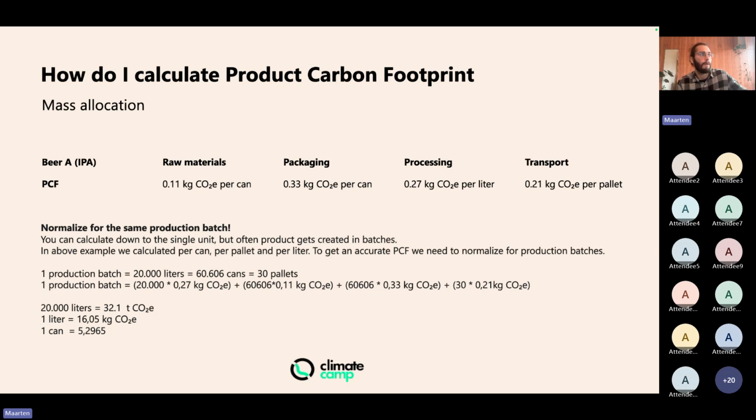So for example, if we have one production batch, which is 20,000 liters, well, how many cans is that? How many pallets is that for packaging? Because the transport might be per pallet, the packaging might be per can, and processing might be per liter. So it is really important that you normalize all the values you have for the production batch that is created. Because ultimately, when you then receive your PCF value, for example, in this example, 20,000 liters is 32.1 tons of CO2, it then becomes really easy to calculate it per liter or per can. So always normalize for the same production batch. I think this is really important. This is also something I will show in the demo later.